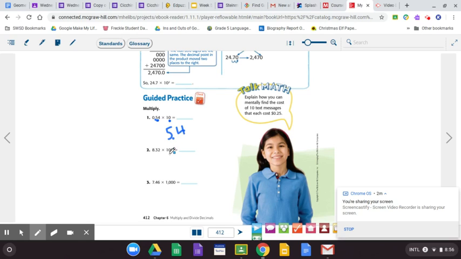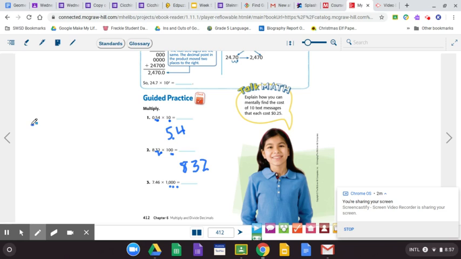Here, this one's by 100, so I've got 2 zeros, so that means I have to move this decimal point 2 place values to the right. So I go 1, 2, so it ends up right on the outside of the 2. So the answer would then be 832. So what you're actually doing is the 8 goes from the 1's place to the 100's place, so it's moving 2 place values. This one, we've got 3 zeros, which means we're moving the decimal point 3 place values.